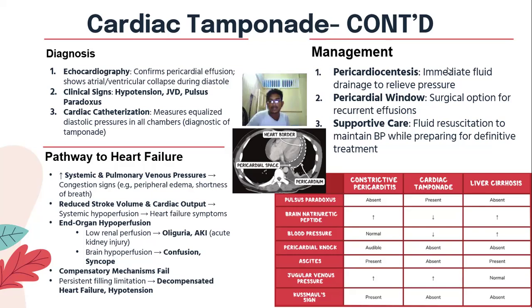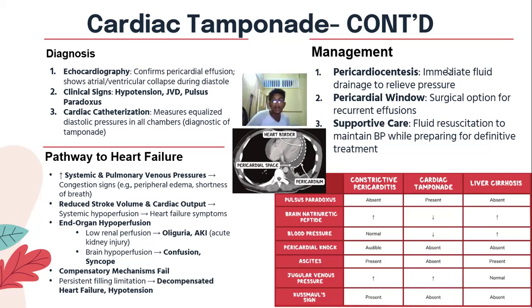Second to last is end organ hypoperfusion. As cardiac tamponade progresses and hypotension worsens, vital organs including the brain, kidneys, and liver receive inadequate blood supply. In the kidneys, this leads to oliguria, which is low urine output, and it may progress to acute kidney injury if the tamponade is not relieved. The brain may also be affected, resulting in mental confusion, agitation, and syncope in advanced stages.